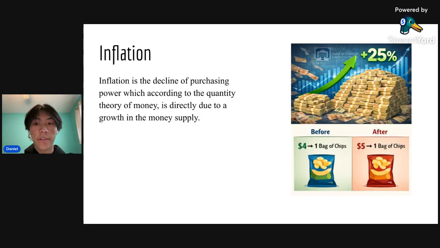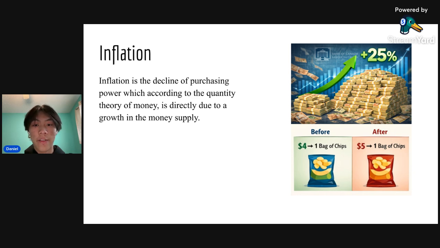Now let's talk about inflation. Inflation is the decline of purchasing power of money over time. For example, say the Bank of Canada decided to print an additional 25% of money and circulate it into the economy. You now have $5 in your pocket instead of $4, so 25% more money, and you want to buy some chips with it. Previously, $4 would have gotten you one bag, but now with 25% more money, you can buy 1 1/4 bags, right?